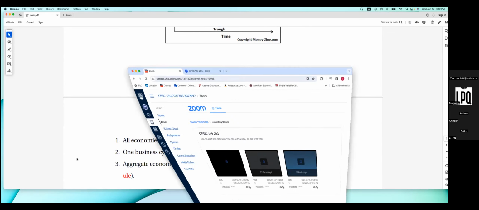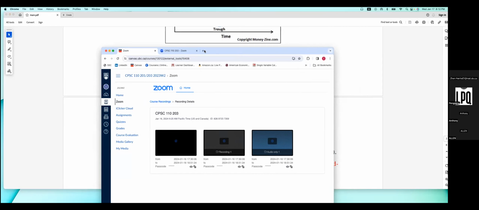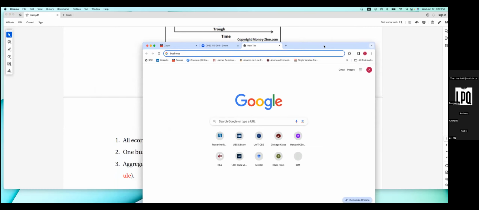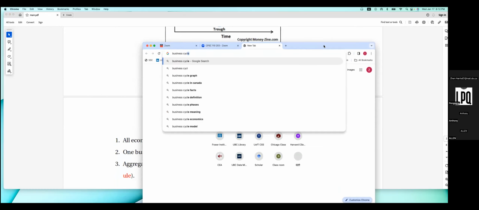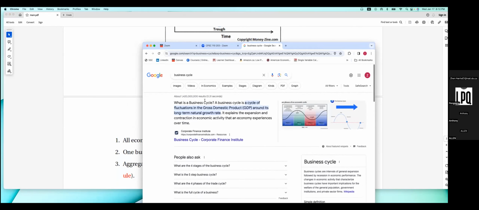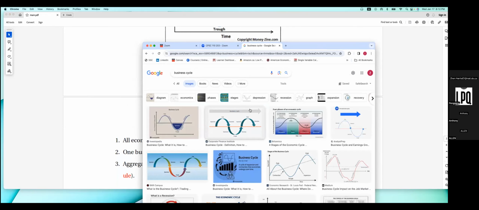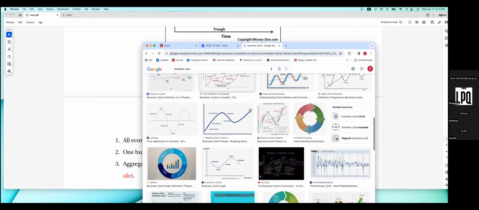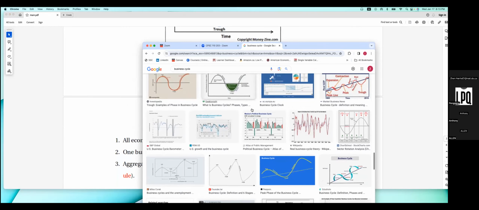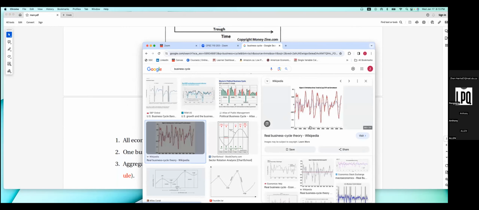So if you guys are really interested, you can Google business cycle. I guess you can get some real data. Let's see what kind of image you can get. Let's see some real data.